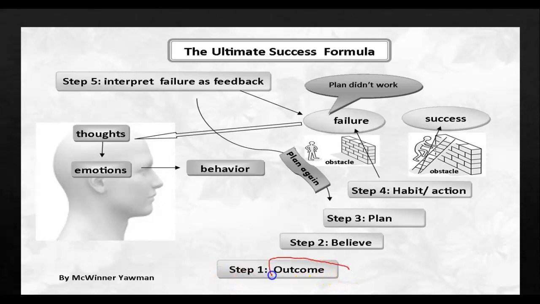Okay, so let's look at this image here. So step 1, know your outcome. What is my outcome? What do I want to achieve from my business? In 3 months, what do I want to achieve? In 6 months, what do I want to achieve? So you need an outcome. Step 2, you need to believe that this business is going to work out. If you can't believe, you are going to fail. So you need to believe.